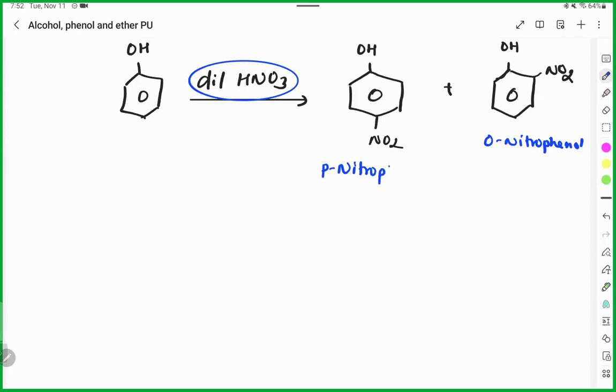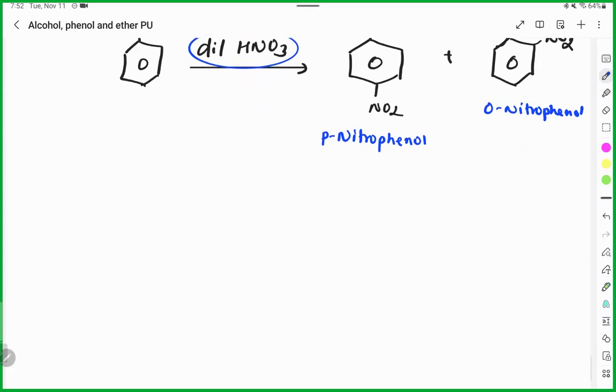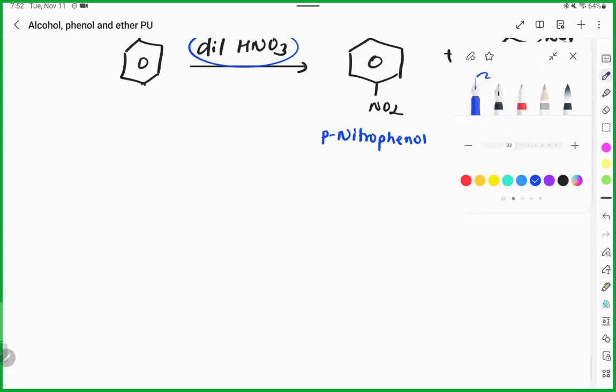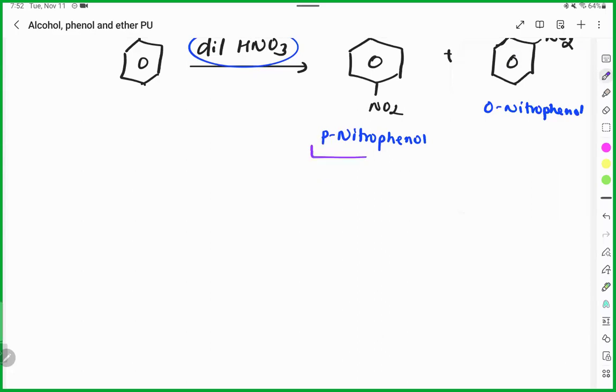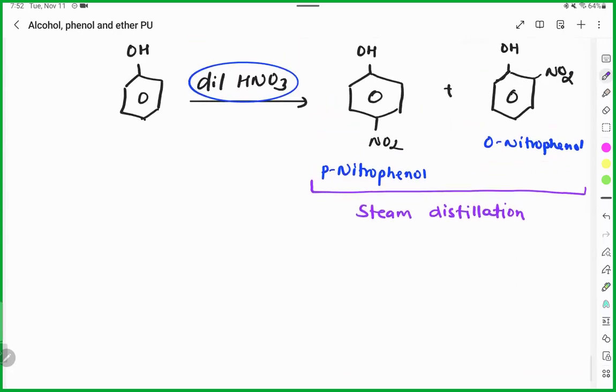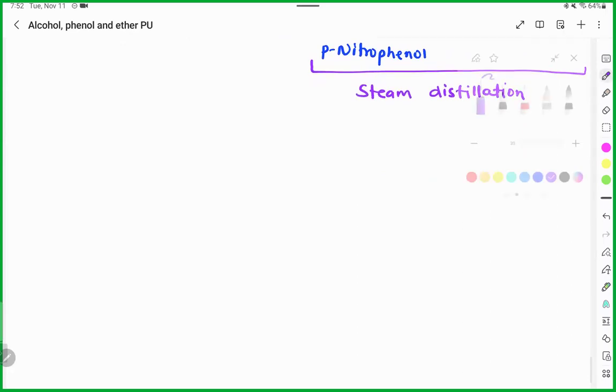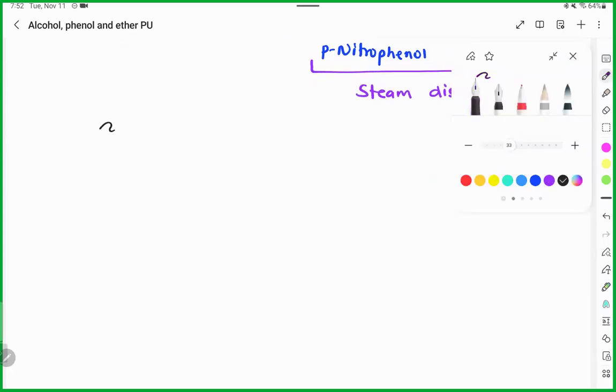Now the question can be asked: how do we separate these two molecules? The answer will be steam distillation. Steam distillation is the method where we can separate these two. What do you mean by steam distillation? How does it happen? So steam distillation is this thing.